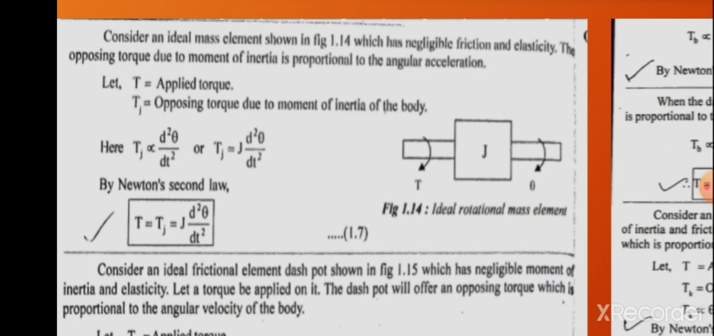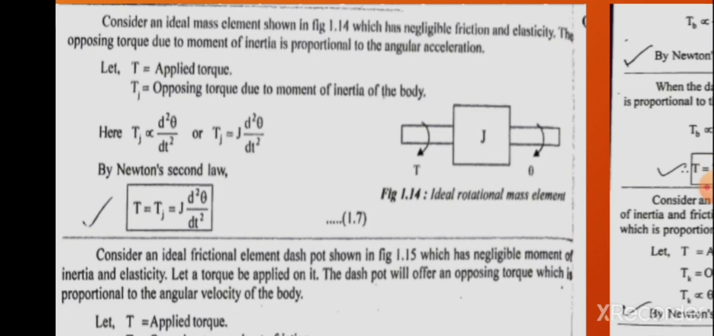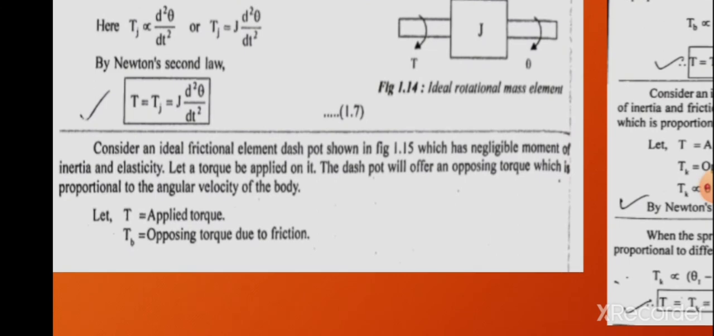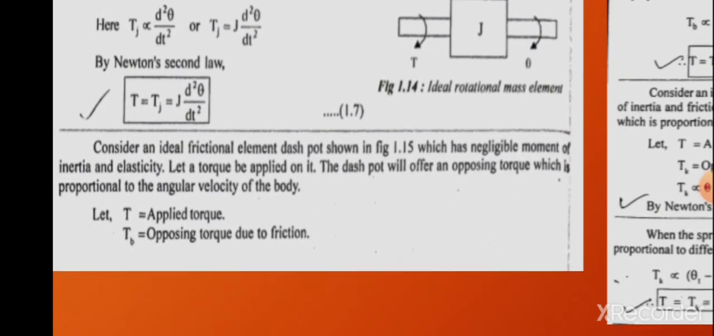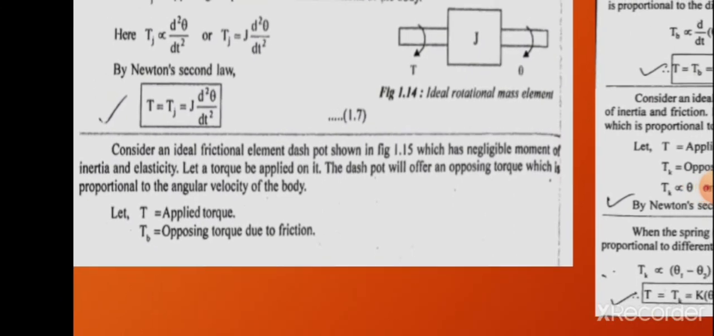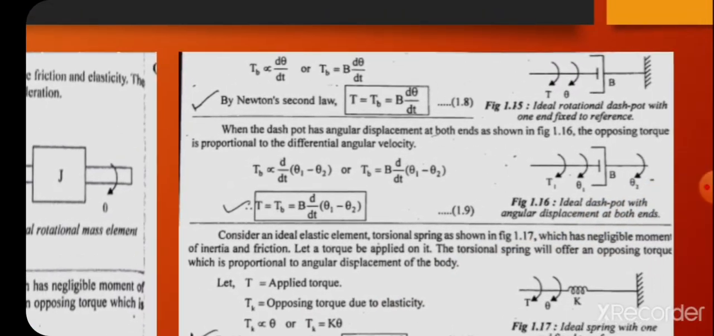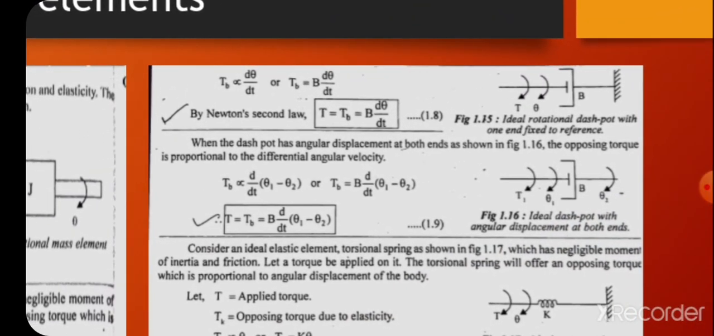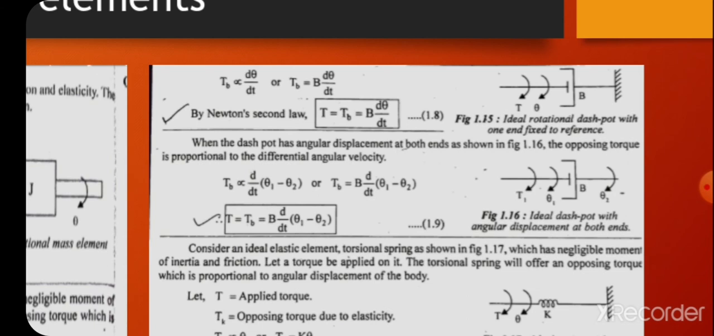So first we discussed the mass element. What is the next element? Next is the dashpot. So next we can consider an ideal frictional element, the dashpot, and that dashpot is shown in this figure in the rightmost uppermost part. The applied torque on that dashpot is capital T, and due to that applied torque T there is an angular displacement theta that is also shown there.